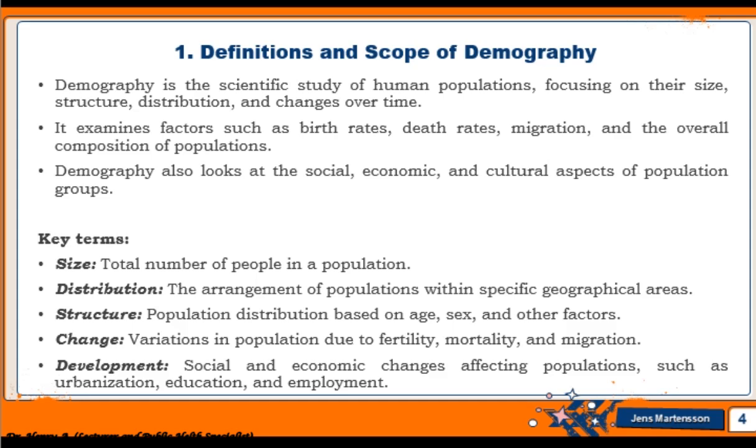What are the key terms? Those key terms that actually affect the scope of demography, those key terms that have a very strong influence when you mention a population. Number one, size. Number two, distribution. Number three, structure. Number four, change. Number five, development. Let's look at them one by one in detail.